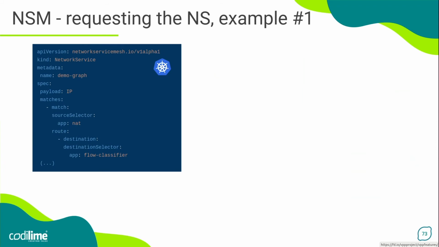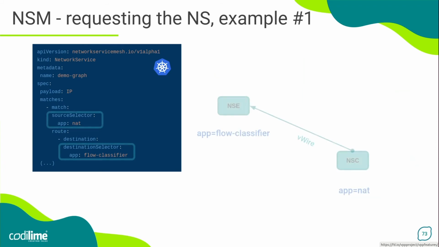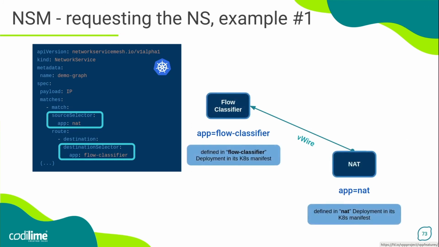Now, let's look at a simple example. Within each element of the list called matches, we define the source selector and the destination selector, which indicate the labels that correspond to the network service client and network service endpoint respectively, between which a virtual wire is to be established. In our case, the vWire will be established between the NAT and the flow classifier because the labels we see here are defined in the manifest file of these CNFs.